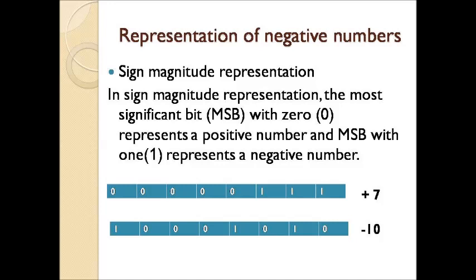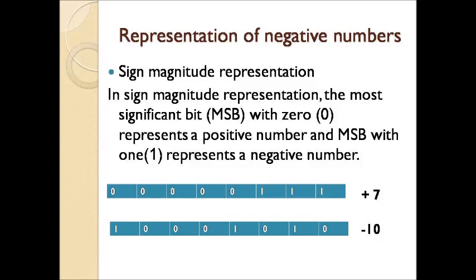One important representation of negative numbers is the sign magnitude representation. So let's see what is sign magnitude representation. In sign magnitude representation, the most significant bit, meaning the leftmost bit or digit position, is used to represent the sign of a number.